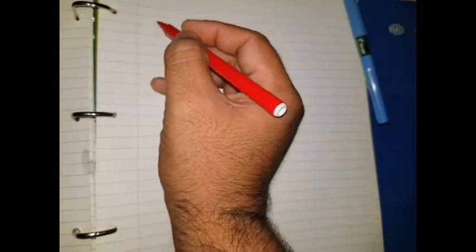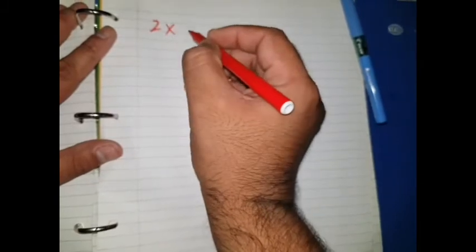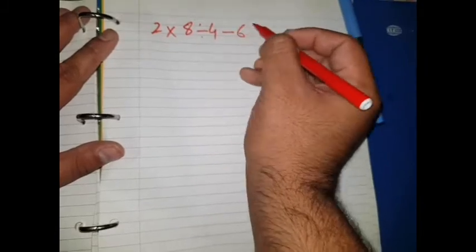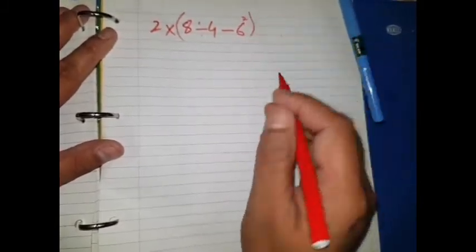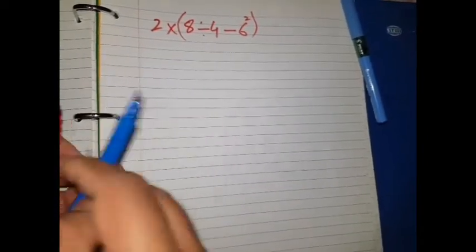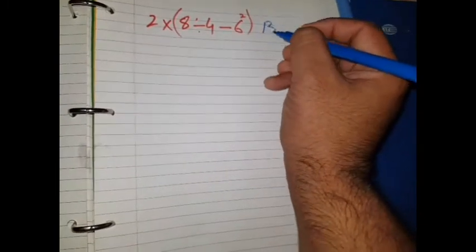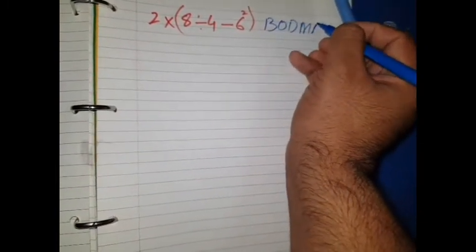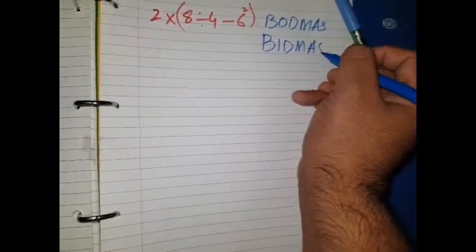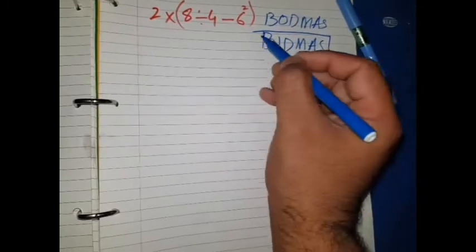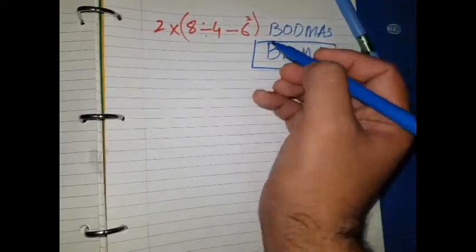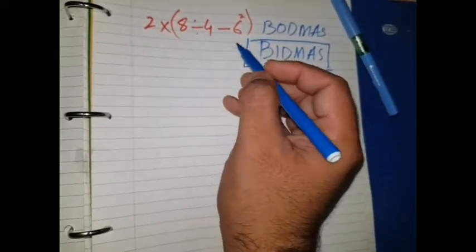Let's say I have another question. 2 times 8 divided by 4 minus 6, and I have brackets here with a square on this number. Now, as per the BODMAS rule, I have to follow the same conditions. Why am I writing BODMAS and BIDMAS again and again? Because you should understand the difference and what we are dealing with right now. Right now we are working with BIDMAS. We have indices, squares, powers, exponents on a number. Now, I will solve this first, but first I have to go for brackets.